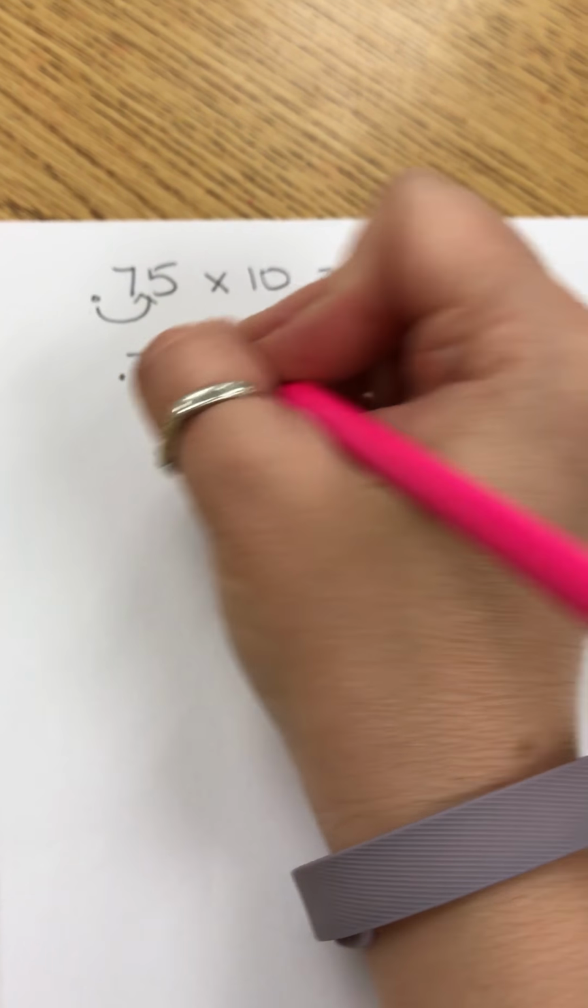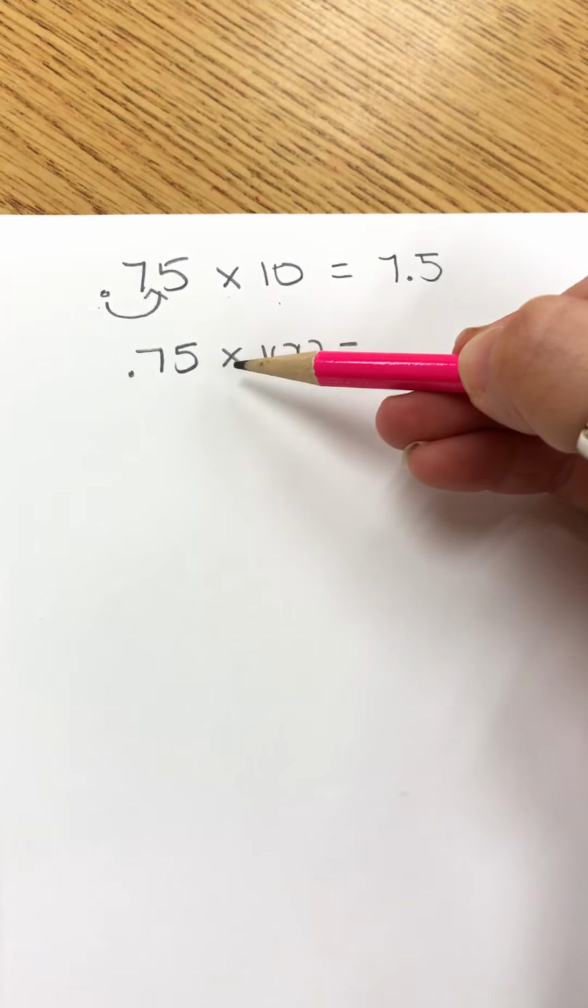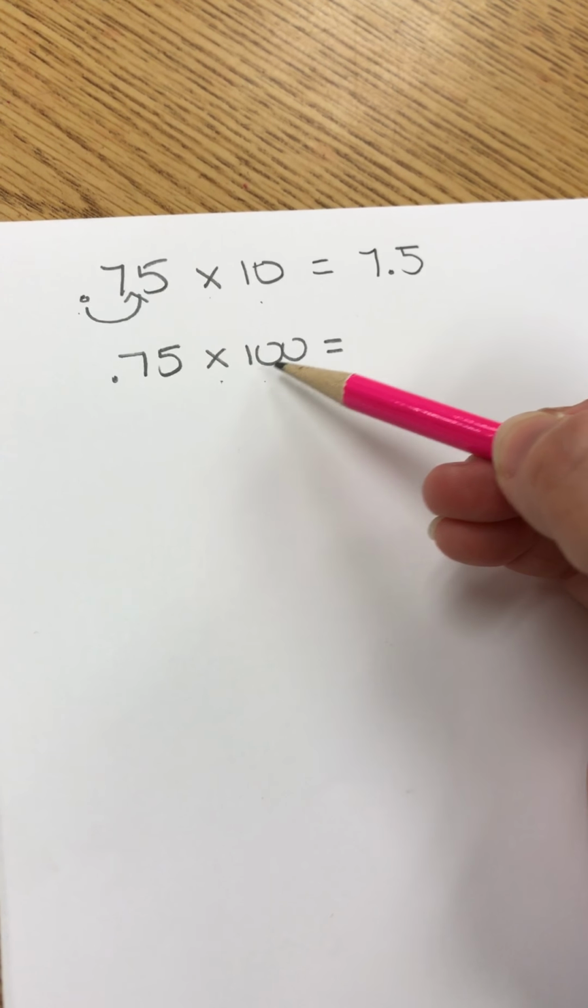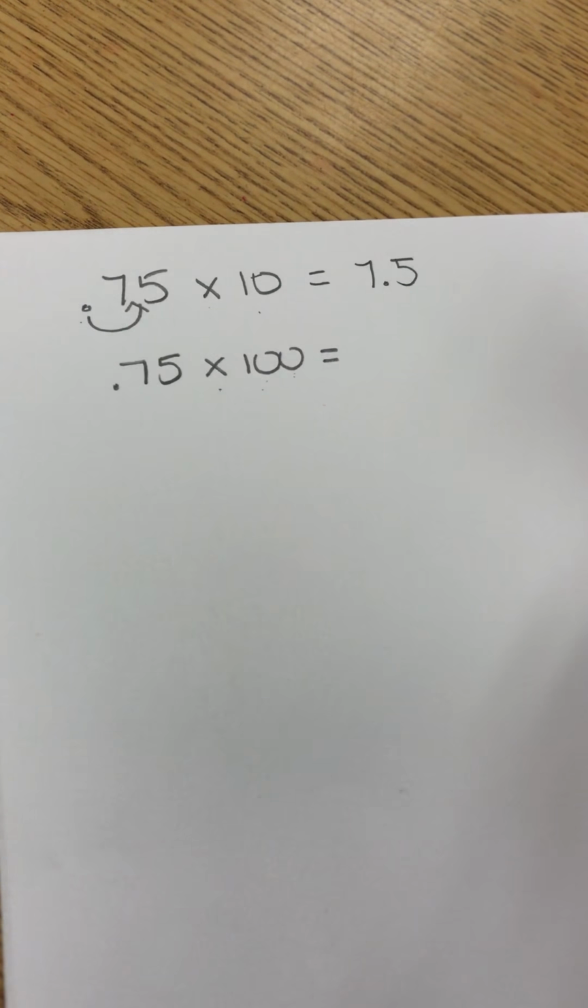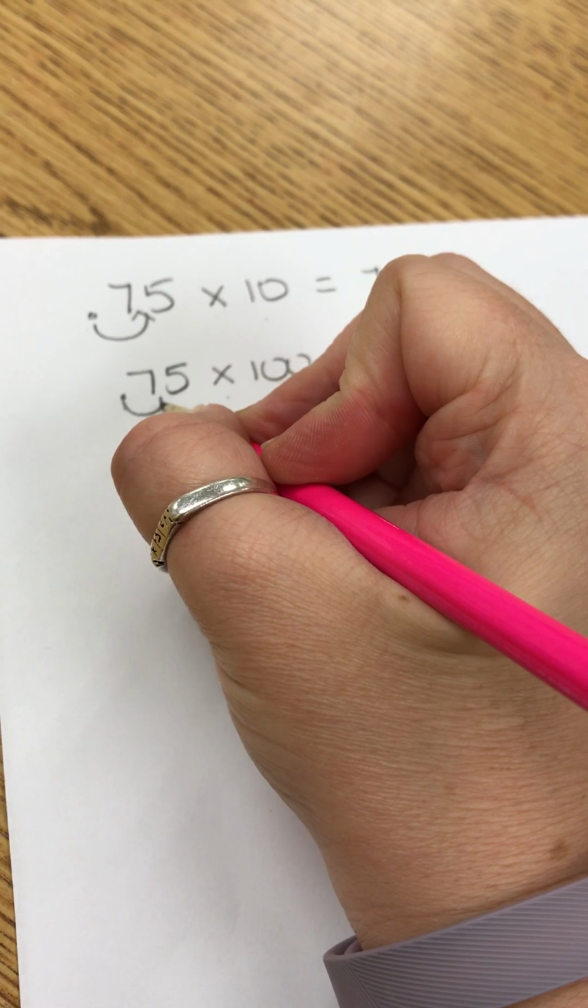If we were to multiply 75 hundredths times 100, we are still multiplying, so our decimal point needs to move to the right, but we're multiplying by 100, which does have two zeros, which tells us that we are moving our decimal point two spaces to the right. So if I move this two spaces to the right, it now results in a product of 75. And that's 75 wholes.